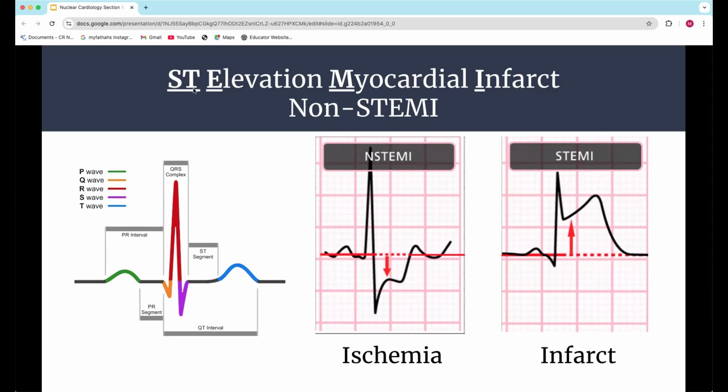So STEMI stands for ST elevation myocardial infarction, okay? So when you see the ST segment elevate above the baseline of the EKG, what that means is that someone's likely having a myocardial infarct. What does infarct mean? Infarct means that a portion of the muscle is not getting blood flow to it. You have some kind of blockage, it's infarcted. Some people use the term infarcted to mean it's not getting blood flow, or it can also mean dead cardiac tissue in the long run. No blood flow to cardiac tissue means it's dead, right?